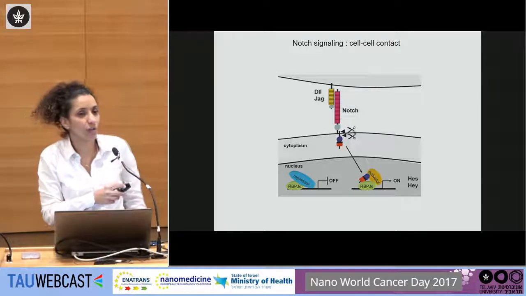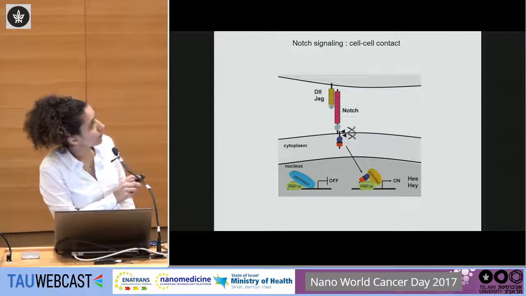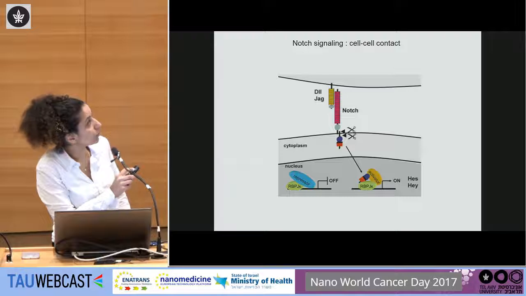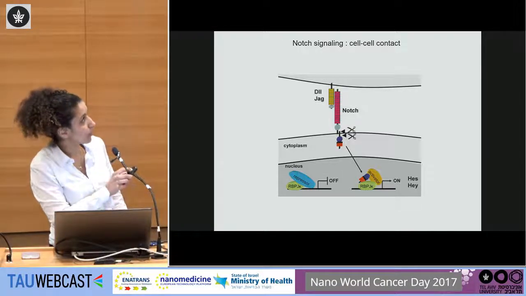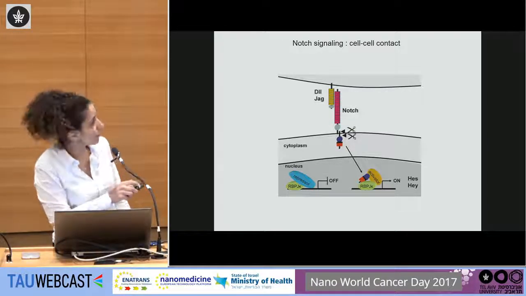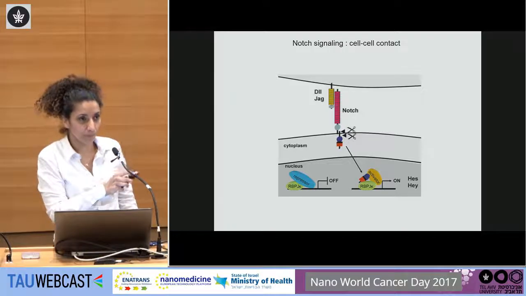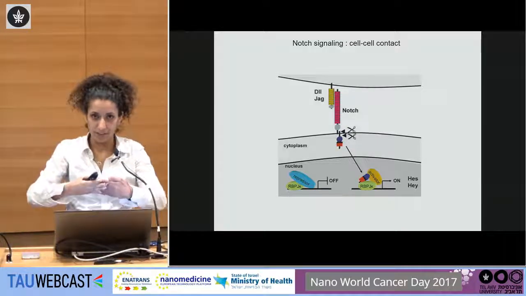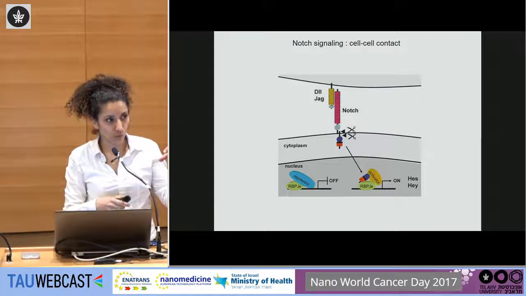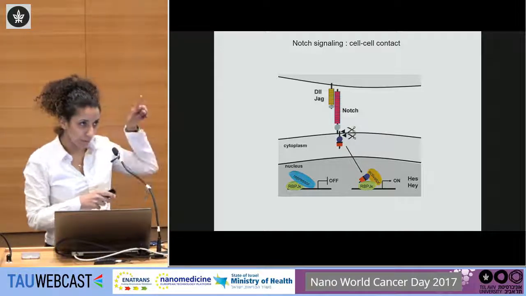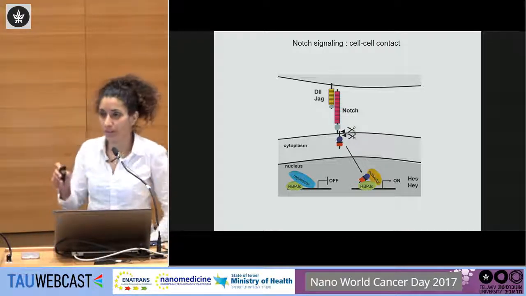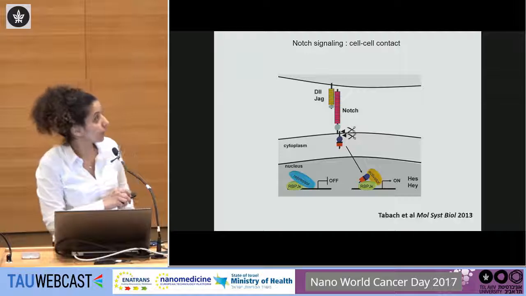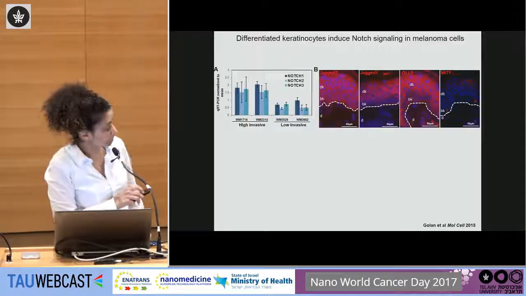Notch signaling is a known signaling which involves cell-cell contact. So you need to have one cell expressing the ligand, and you need to have another cell expressing the receptor. And only when there is a click, a physical interaction between the two types of cells, the two types of receptor and ligand, this is where the signaling is going to be lit on. And this is what we did here.